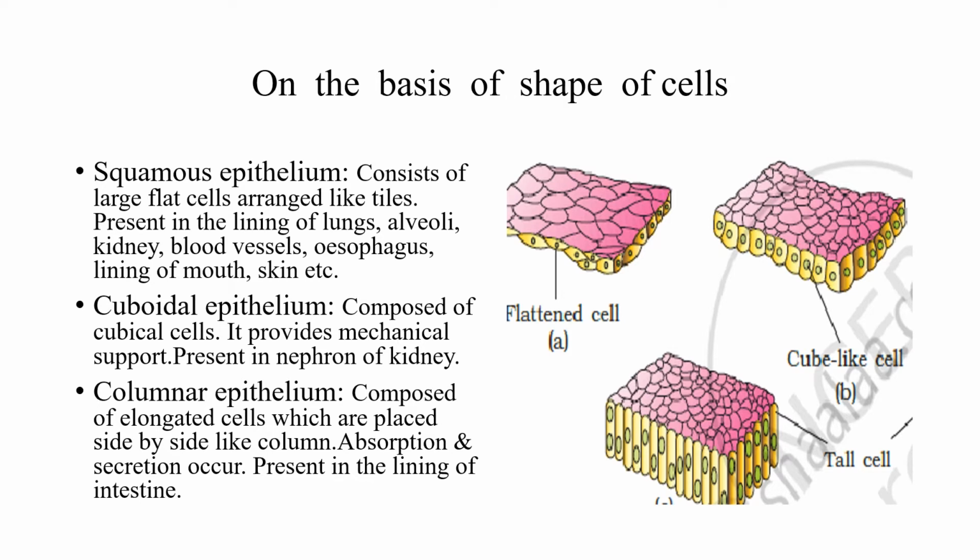I think you know what a nephron is, the structural and functional unit of kidney. Third one, column-like, that is columnar epithelium, composed of elongated cells which are placed side by side like a column. Mainly it is helpful for absorption and secretion. Present in the intestine.